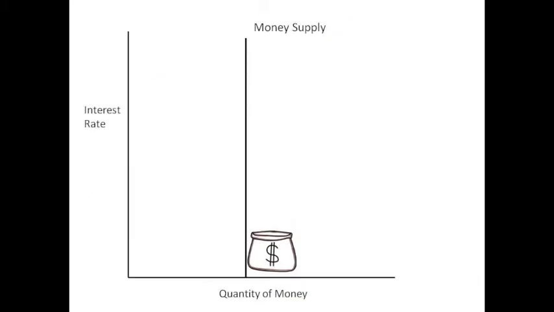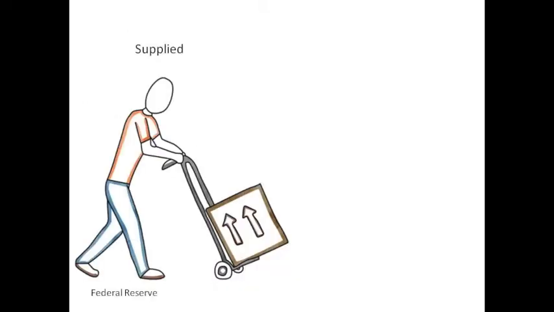The supply of money is not affected by the change in the interest rate. This is why the money supply curve is a vertical line. The Fed controls this money supply. Equilibrium interest rate occurs when the quantity of money demanded equals the quantity of money supplied.